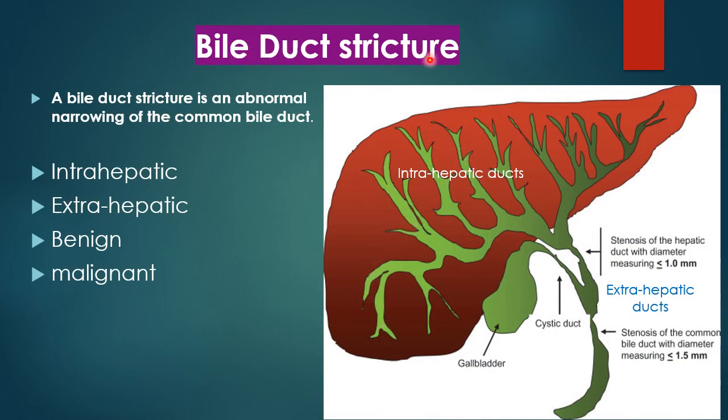Next is bile duct stricture. It can be intrahepatic or extrahepatic. These are strictures, an abnormal narrowing of the bile duct, either intrahepatic or extrahepatic. And these strictures can be either malignant or benign.